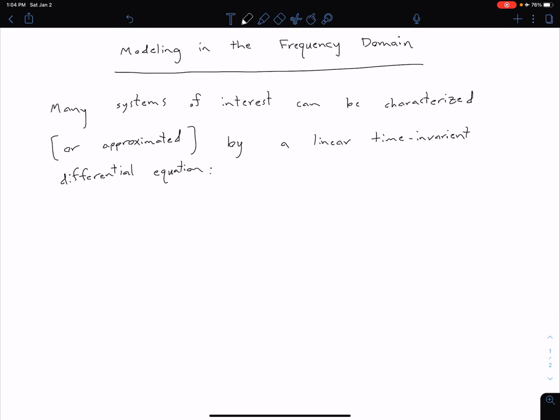In this unit, we're going to look at how to model systems in our frequency domain. That might not completely make sense at the moment, but hopefully after the next few videos, everything will be a little clearer. This follows chapter 2 in the textbook.